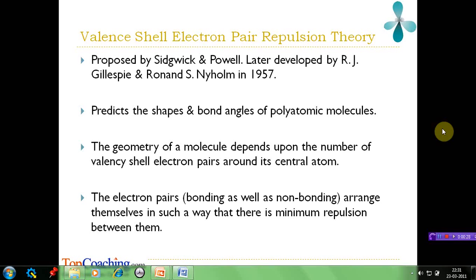Now, according to this theory, the geometry of a molecule depends upon the number of valence shell electron pairs around its central atom. The electron pairs, bonding as well as non-bonding, arrange themselves in such a way that there is a minimum repulsion between them. The molecule thus has minimum energy and maximum stability.